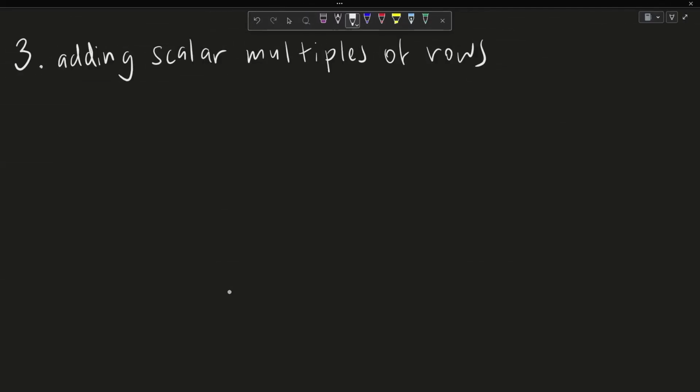Now the third type of elementary matrix allows us to add a scalar multiple of one row to another. So to keep it simple, let's take again our example matrix A.